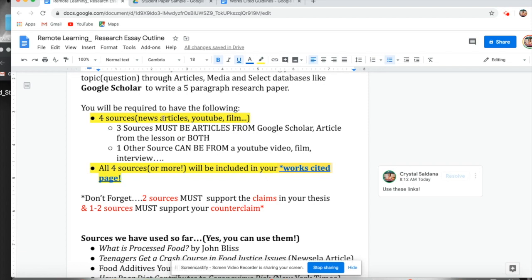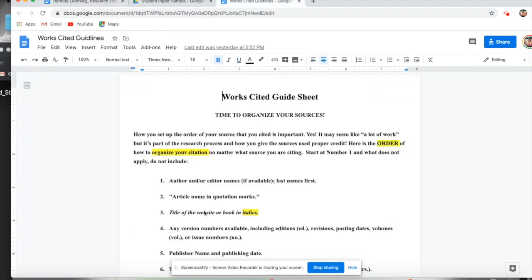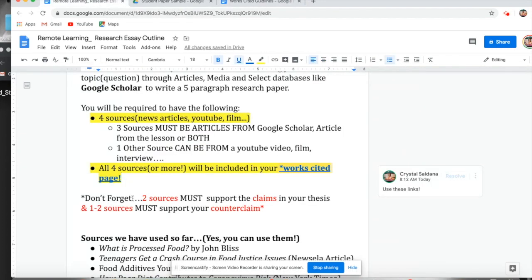I'm going to quickly jump to that works cited page so you see what it looks like. So it looks like this. We'll talk about it in a second. Don't get overwhelmed by it. We'll talk about it in a quick second.